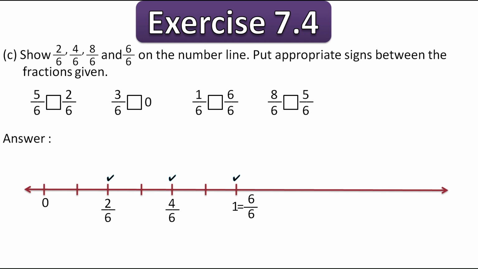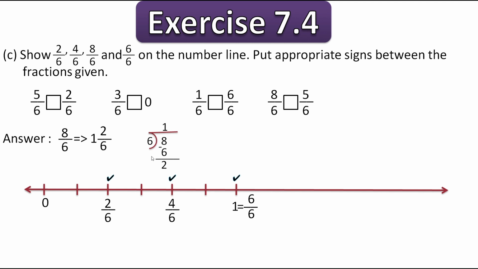Now to mark 8 upon 6, first we have to convert it into a mixed fraction. To convert it, we have to divide the numerator by the denominator. So here the numerator is 8 and the denominator is 6. So 6 ones are 6. We got the remainder as 2. Now here the answer, which is 1, we have to write as a whole number, and the remainder we have to write as the numerator, and the denominator is 6.